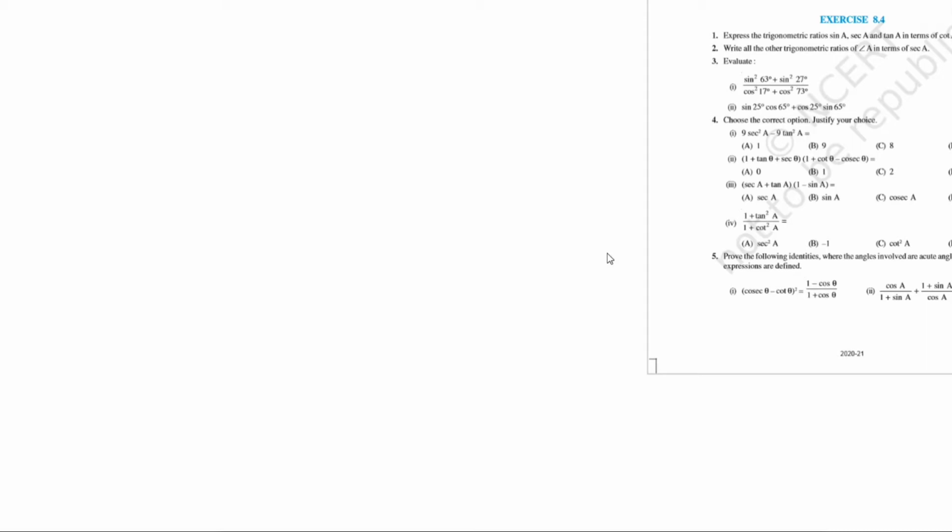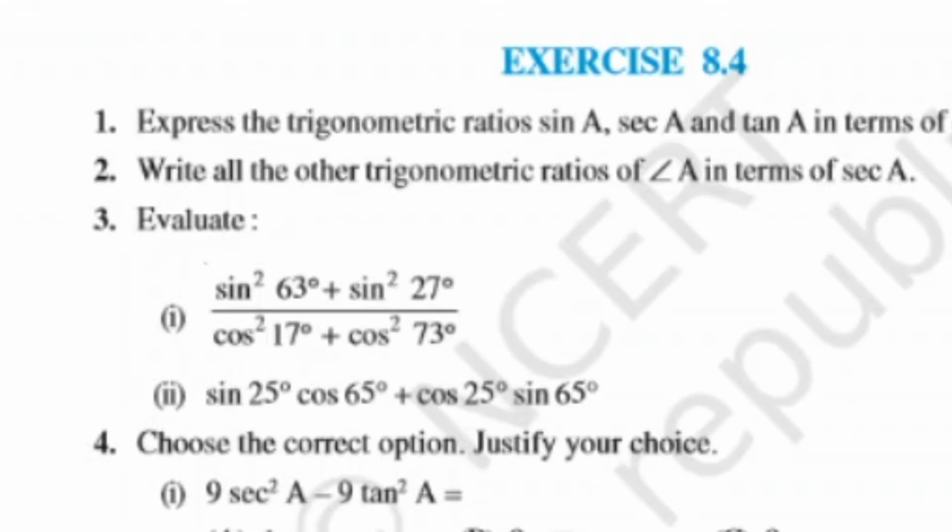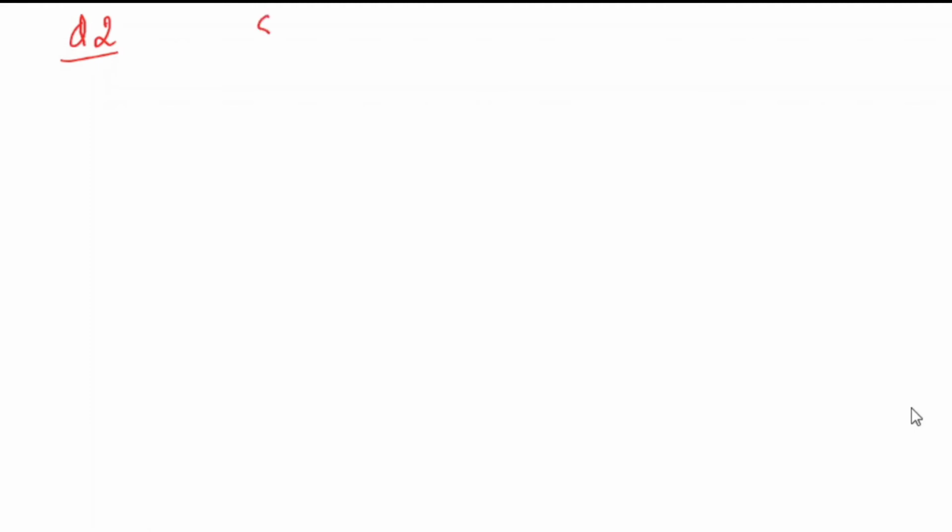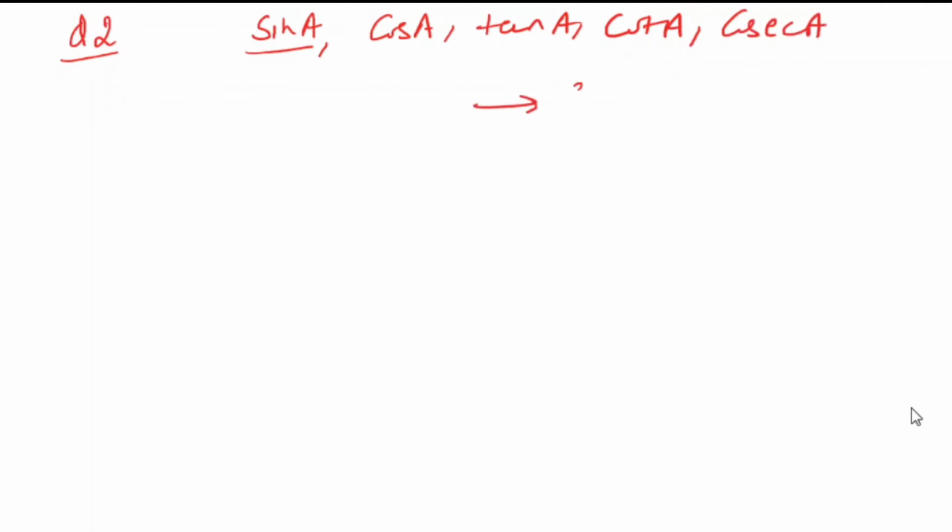So now we'll take question number 2. What is the question about? It says we have to write all the other trigonometric ratios in terms of sec A. So we have to write all trigonometric ratios, like we have sine A, cos A, tan A, cotangent A, and cosecant A. All these trigonometric ratios should be written in terms of sec A. Now what we will do is first start with the closest trigonometric ratio. So cos A is the closest one. So cos A can be written as 1 upon sec A without any problem.